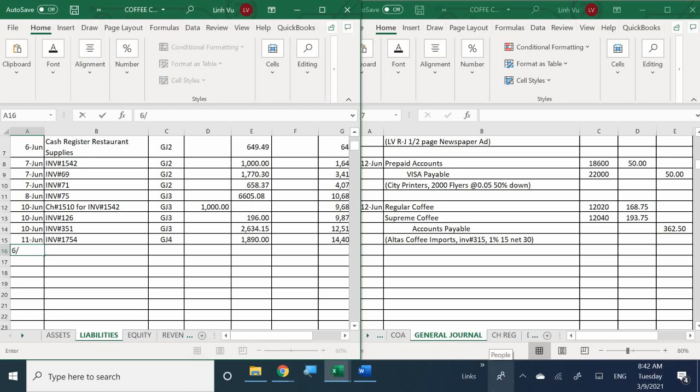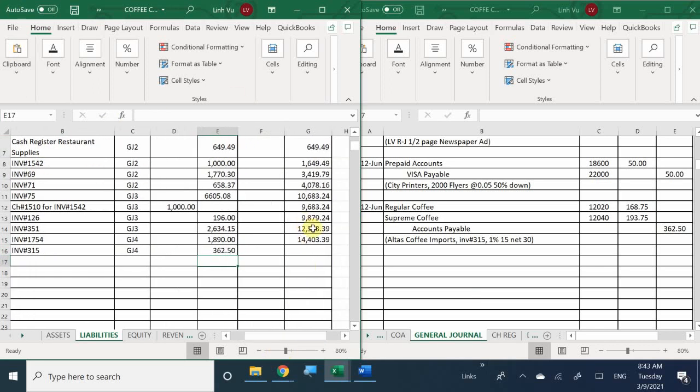And now I am going to enter this in. Invoice number 315. All right, general journal number 4. And this time it is for the total amount of 362.50. All right, and that should increase my account to 14,765.80. All right.